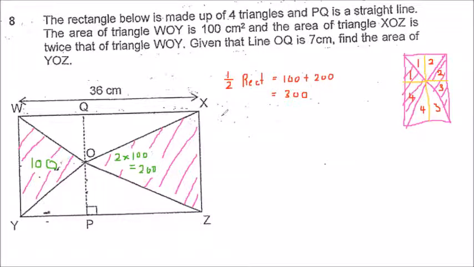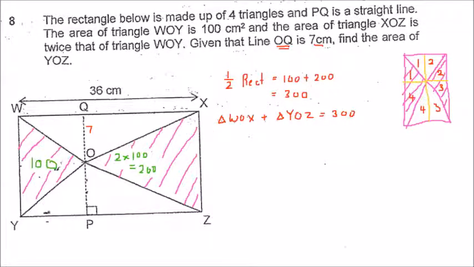So it will be triangle WOX plus triangle YOZ, which gives us 300. And guys, can you see that OQ is 7 cm. So OQ, this is 7.